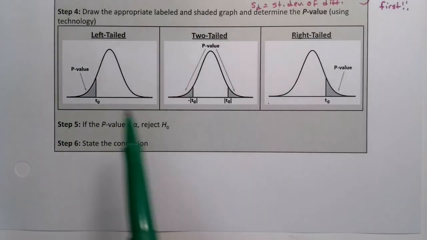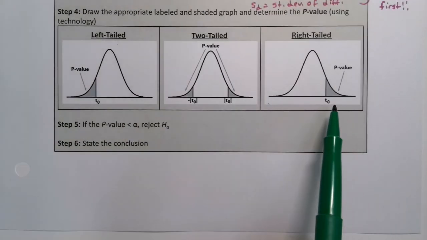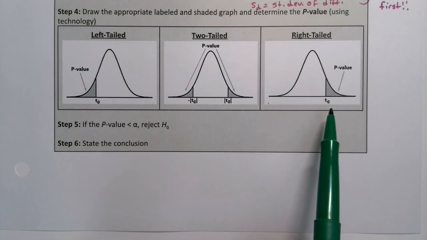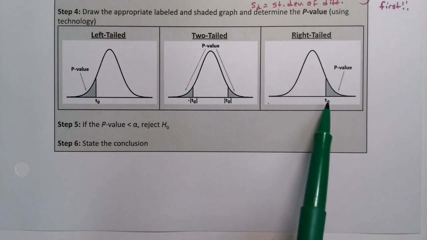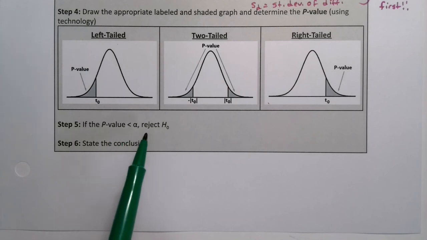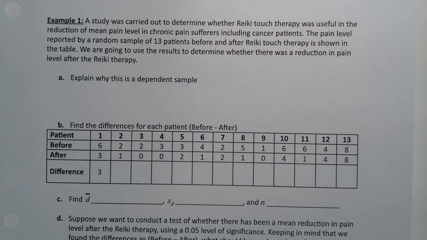And then we have our standard draw pictures, but these are with t-values, of course, because this is for a mean, not for proportions. Proportions use z, but means use t. And then we reject if our p-value is low, and we state our conclusion. All right, so let's start working on a problem that puts all this together. A study was carried out to determine whether Reiki touch therapy, or is it Reiki? Sorry, I don't know how to pronounce that, was useful in the reduction of mean pain level in chronic pain sufferers, including patients. The pain level reported by a random sample of 13 patients before and after.